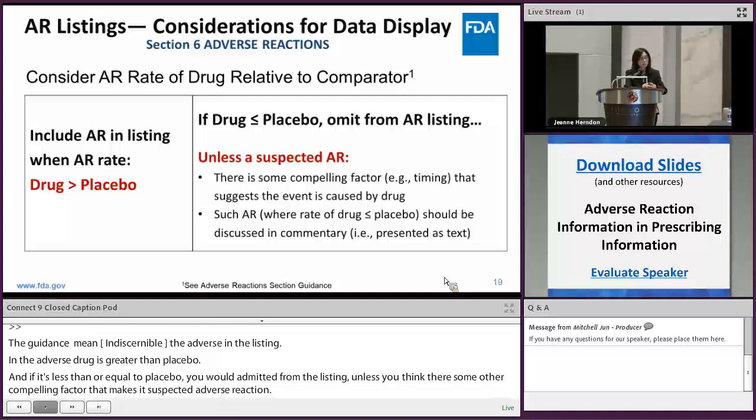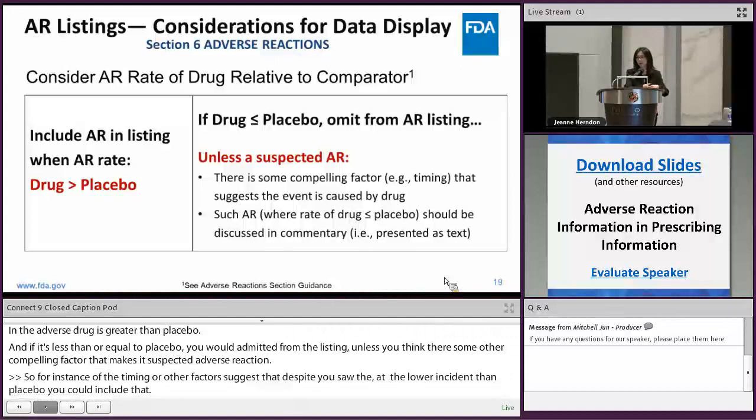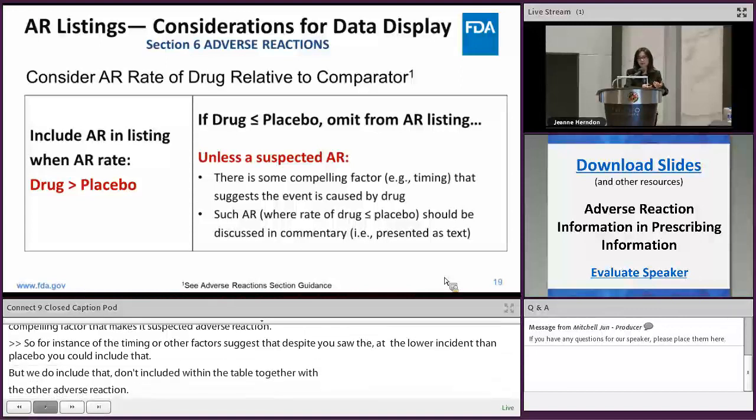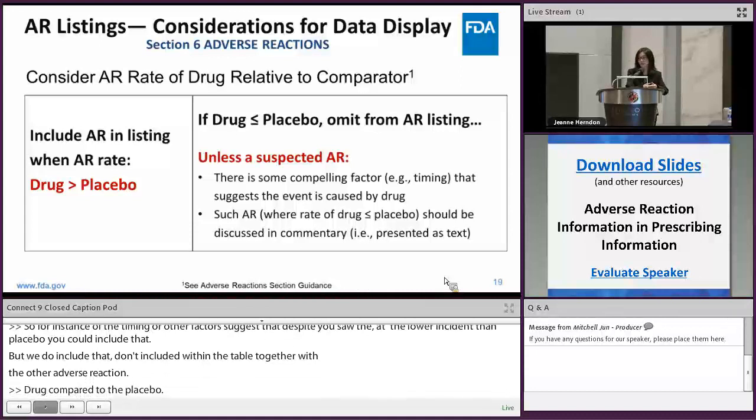But if you do include that, don't include it within the table together with the other adverse reactions that were higher in the drug compared to the placebo. Take it out and discuss it separately in the commentary at the bottom of the table. Because otherwise, if you present those numbers with it lower than placebo, somebody might read that and think that it's a non-issue, that it's not an adverse reaction, which is the opposite message of what you would be wanting to deliver.